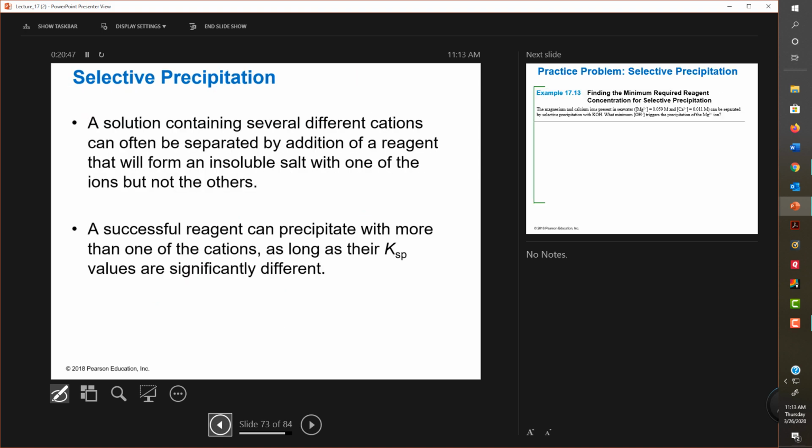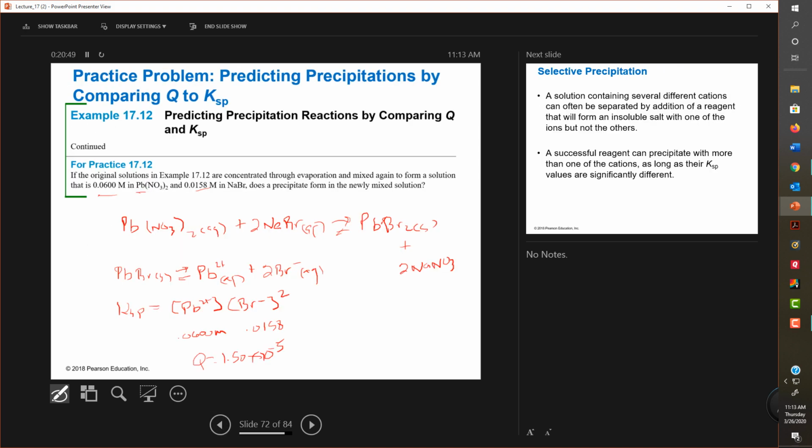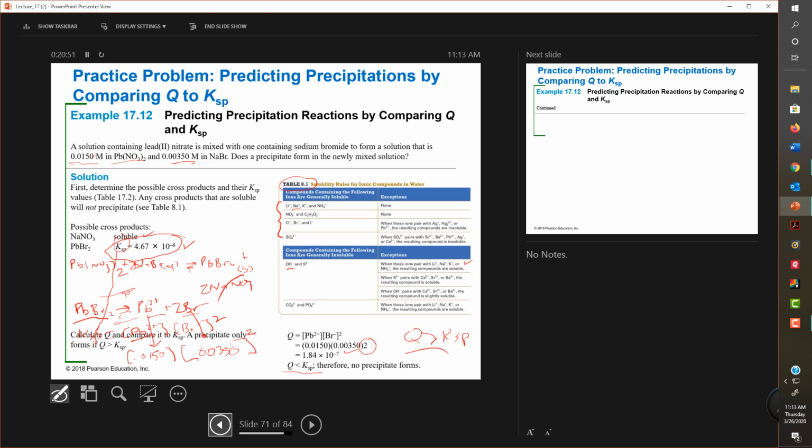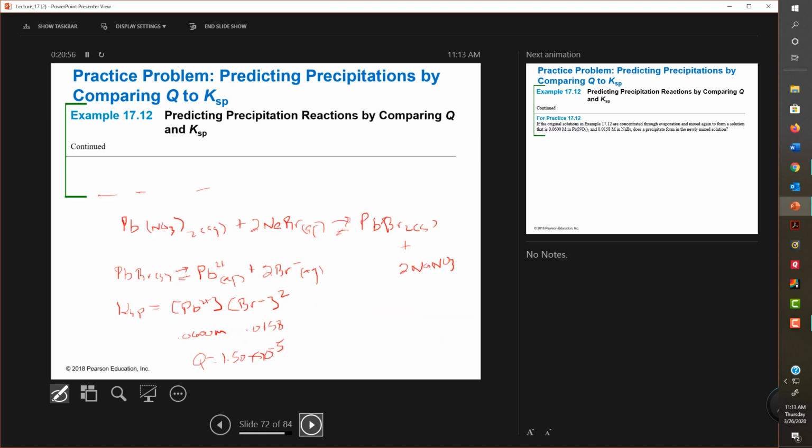So let's flip back a slide. And it's 4.67 times 10 to the negative fifth. So Q is greater than K. And because Q is greater than K, this reaction is going to go this way, and the precipitate is going to form.